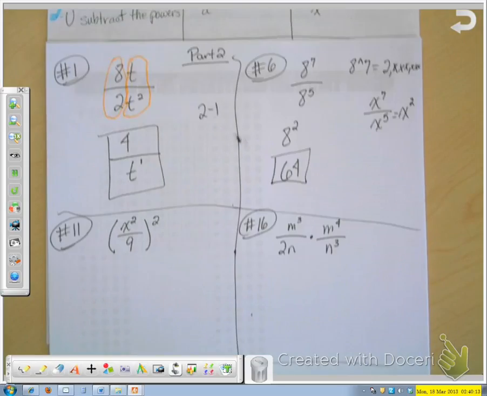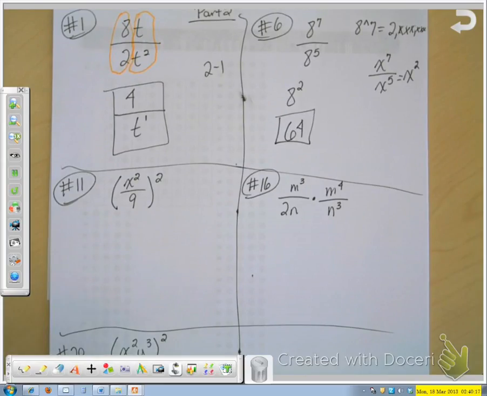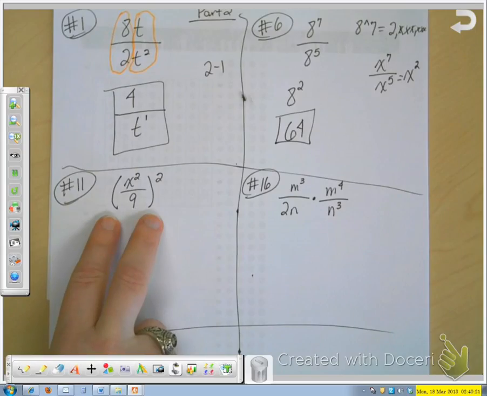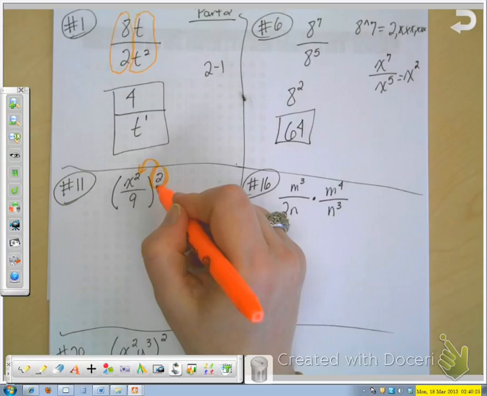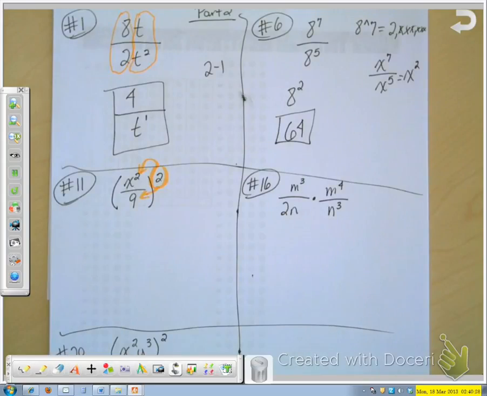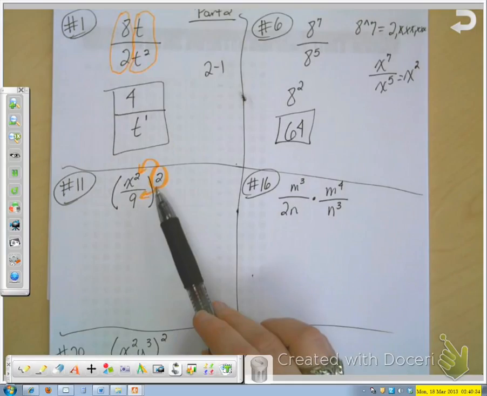Let's look at number 11. Number 11 is kind of a combination problem. I notice I have these big, beautiful parentheses here. So that tells me I've got to multiply in parentheses to a power. We're going to distribute that power. For division, that means both the top and the bottom get multiplied by this exponent.